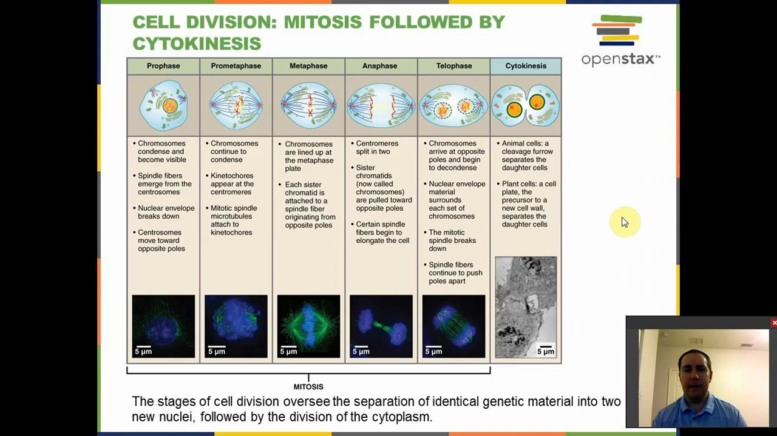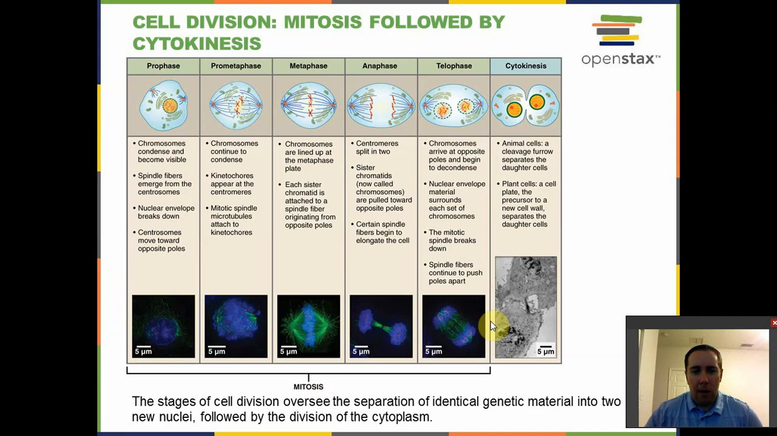Cytokinesis. Cyto means cell. Kinesis means movement. And so we are going to take the two cells and we're going to move them apart from each other. We're going to pinch them and then pull them apart. And so you can see this cell in telophase is pinching in the middle, and it's going to break apart into two new cells.